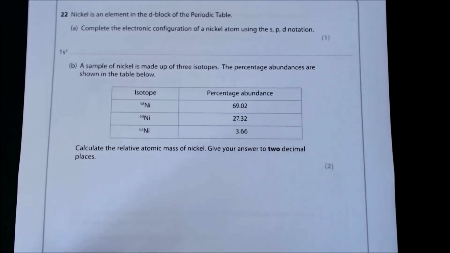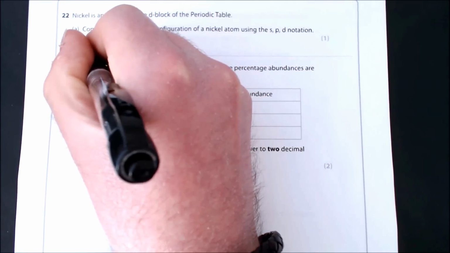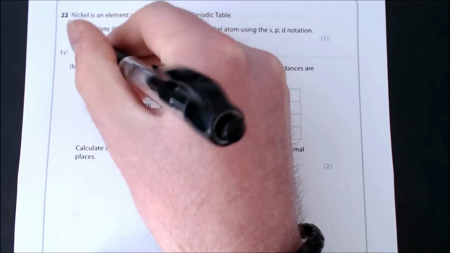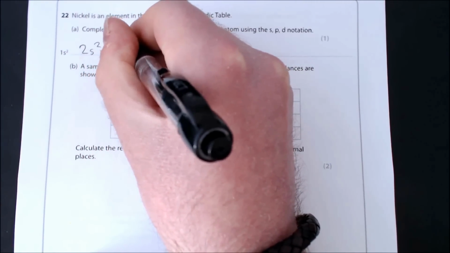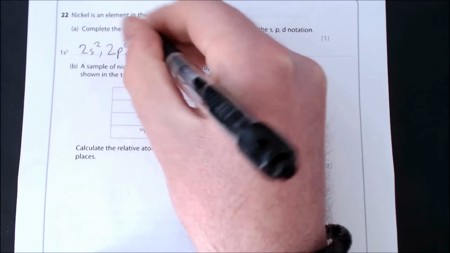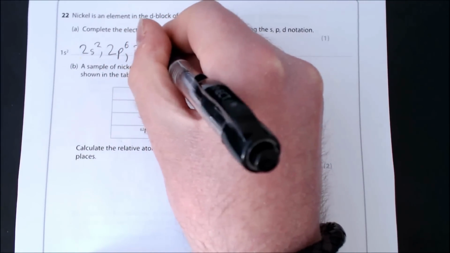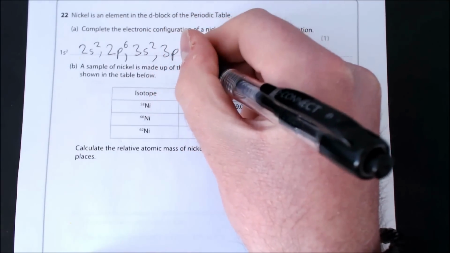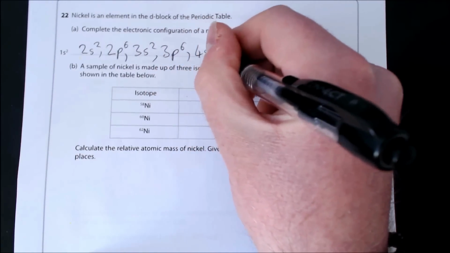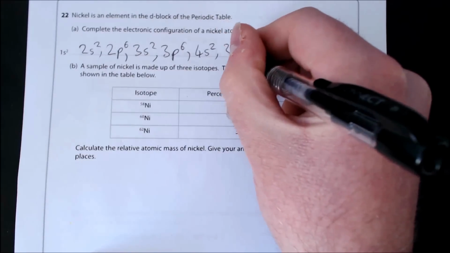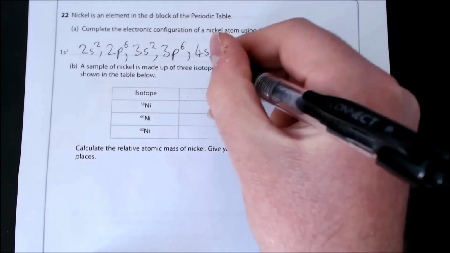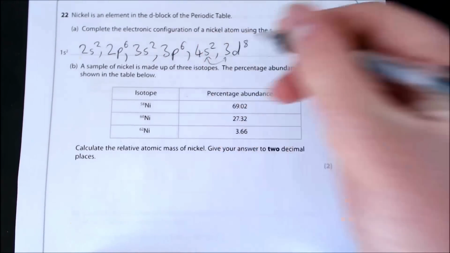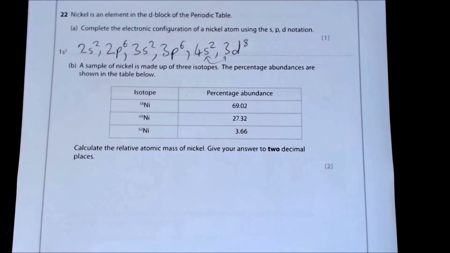So let's write it down. It's going to be 1s2, 2s2, 2p6, 3s2, 3p6, 4s2, 3d8. These can be either way around. They're not really that bothered, so either one would get the mark.